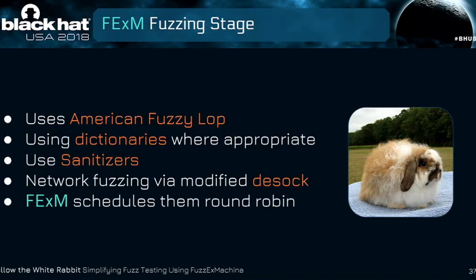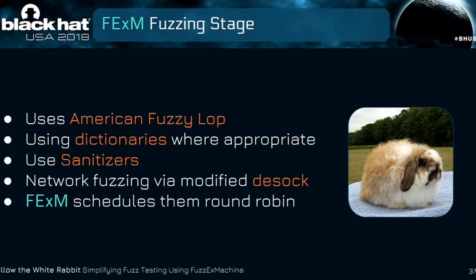In fuzzing, we try to assemble our own fuzzing experience into FExM, and the result is the following. We use American Fuzzy Lop, a well-known, established fuzzer which has found a lot of crashes. We use fuzzing dictionaries where appropriate. Here we can leverage our file type inference algorithm. Say we know that the binary processes GIF files, then we can use GIF dictionaries for fuzzing.